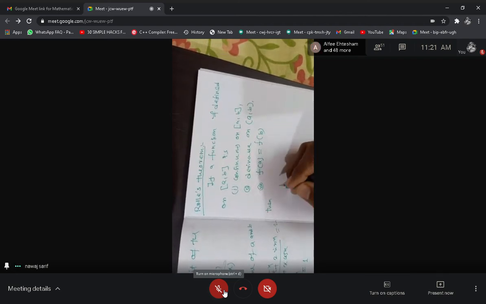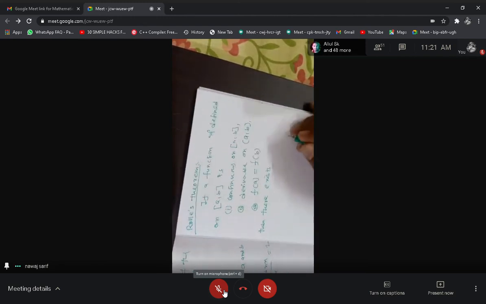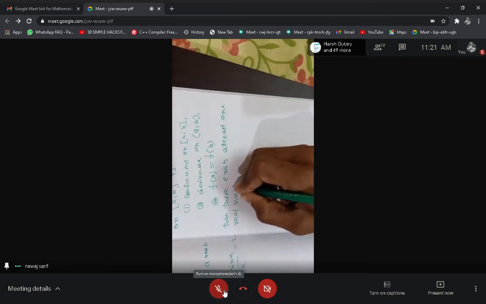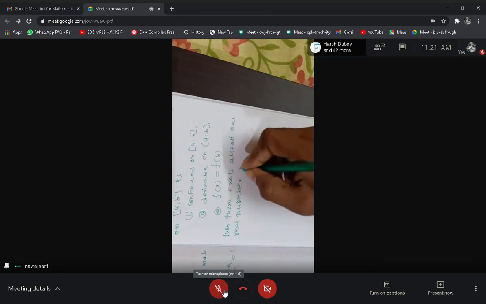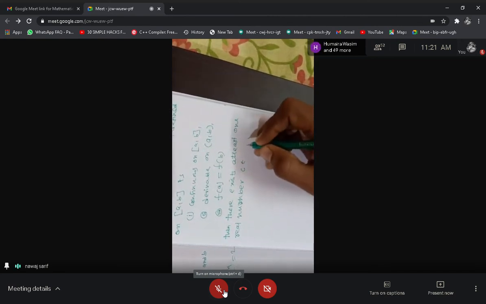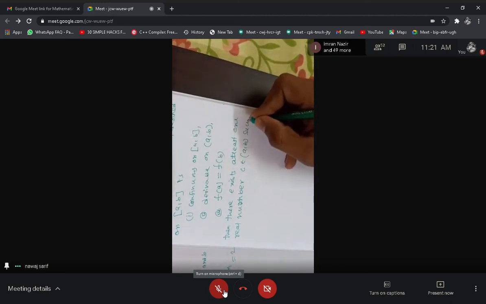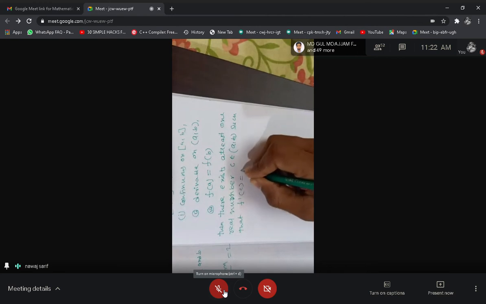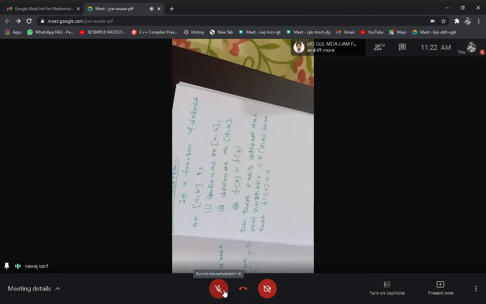Then this says that there exists at least one real number c belonging to this open interval (a, b) such that f dash c equals 0. What is the geometrical meaning of this statement?